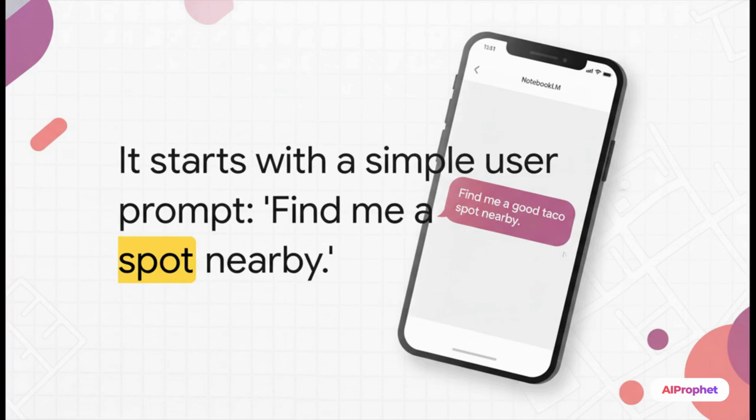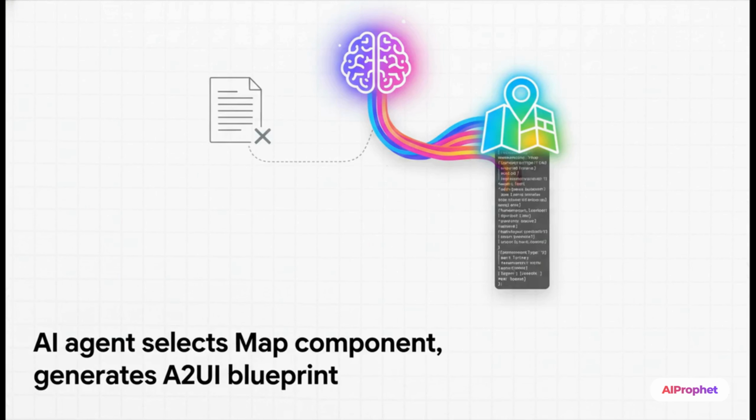All right, let's make this super concrete with our Taco Finder example. The user types in a simple prompt, just like they would with any old chatbot. But instead of just spitting back a wall of text with addresses, the agent reasons that, hey, for a location query, a map is way more intuitive. So it decides to generate a UI blueprint for a map component.